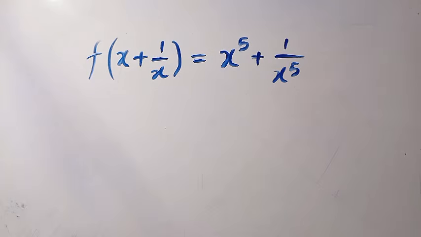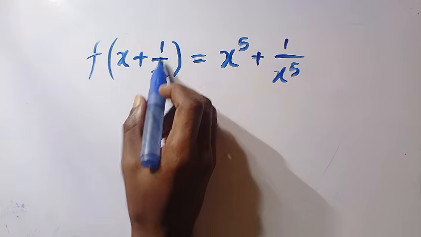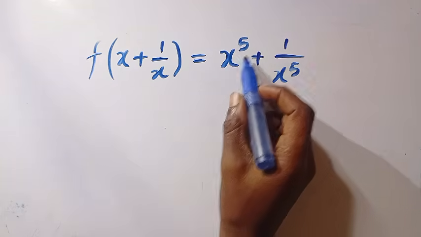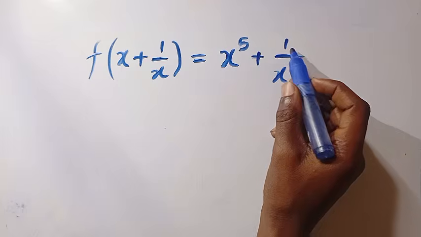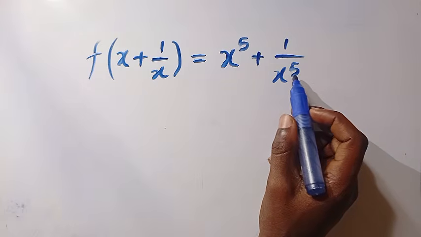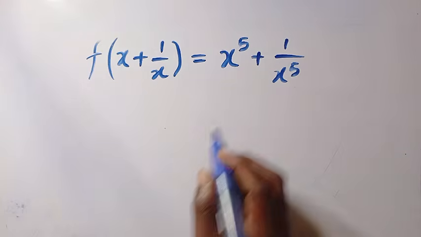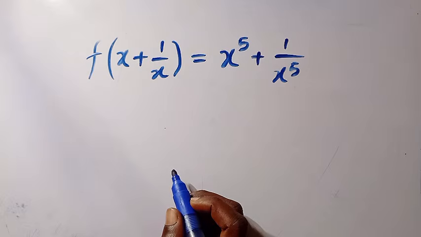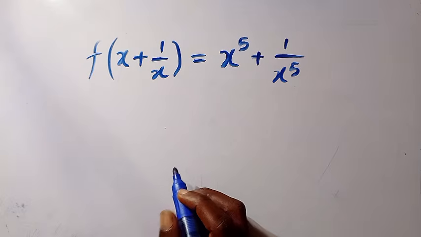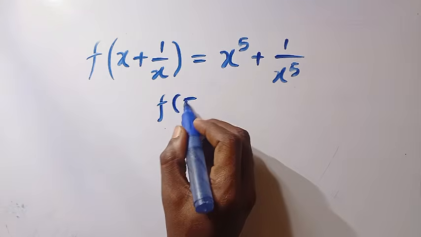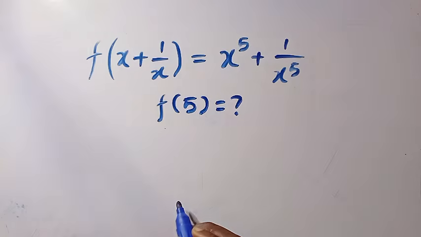Let's solve this interesting functional equation question. f of x plus 1 over x equals x raised to the power of 5 plus 1 divided by x raised to the power of 5, where x is a member of the real numbers. What we are interested in finding is f of 5. You can pause this video and give it a try.